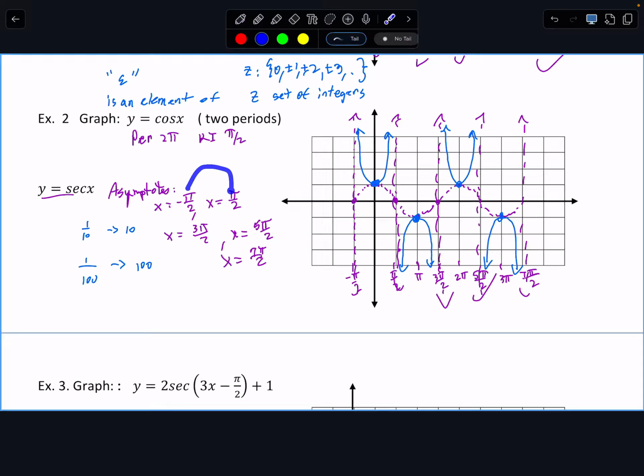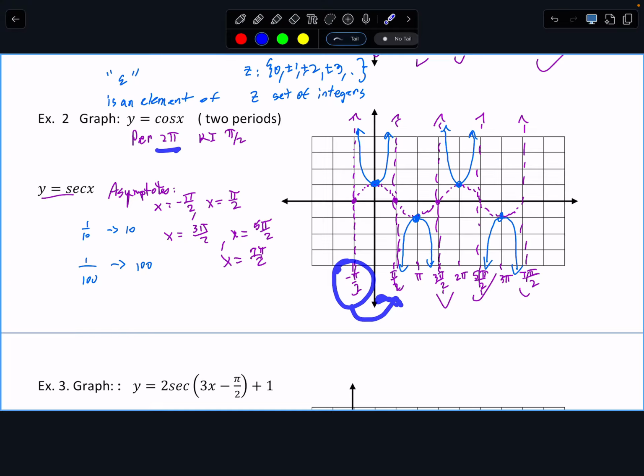And the distance between them is half of your period, because you actually get an asymptote in the middle of the period. So since the period is 2 pi, you start with this one and you add pi to it to get to the next one.